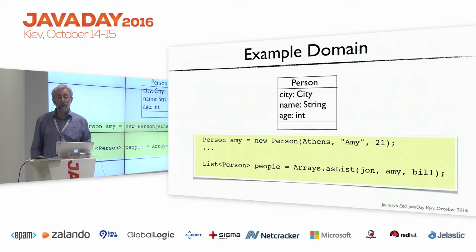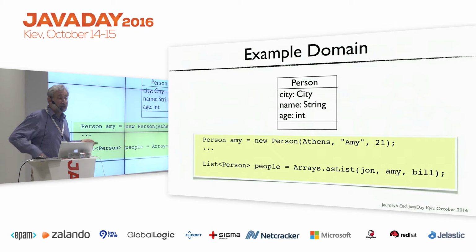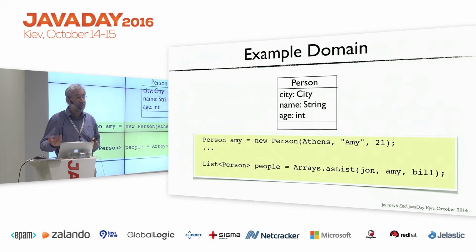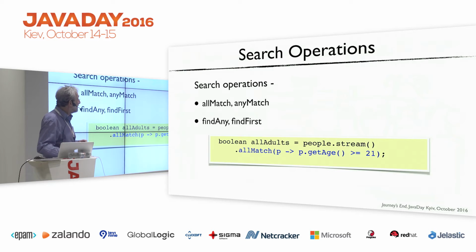And the other assumption I'm going to make is that we've got a list of person objects, which is going to have some sample person objects in it. So I'm going to quickly get the search operations and the side effecting operations out of the way before I get on to talking about what I'm really interested in here, which are reductions.